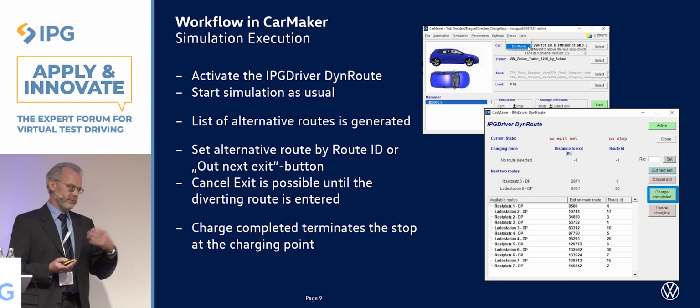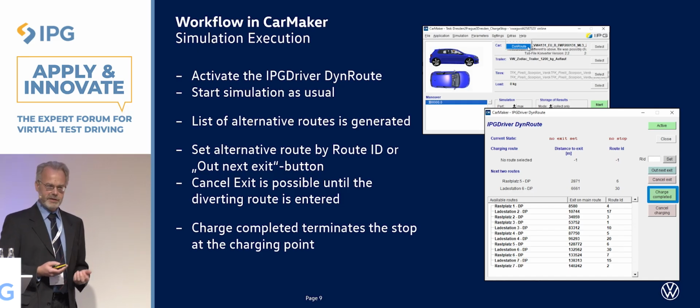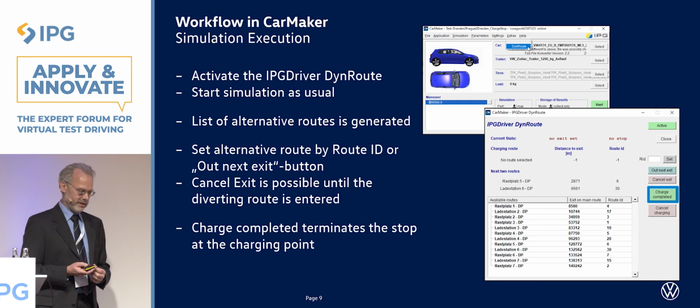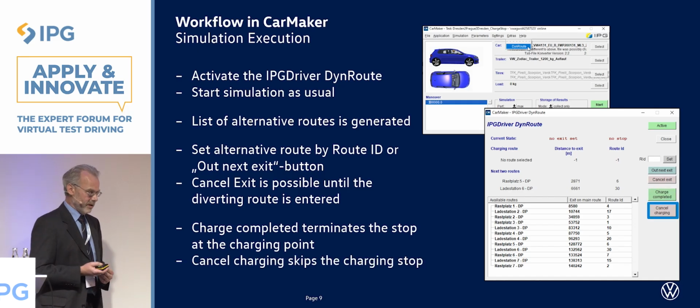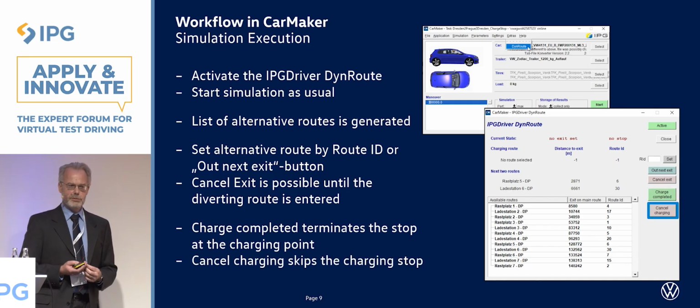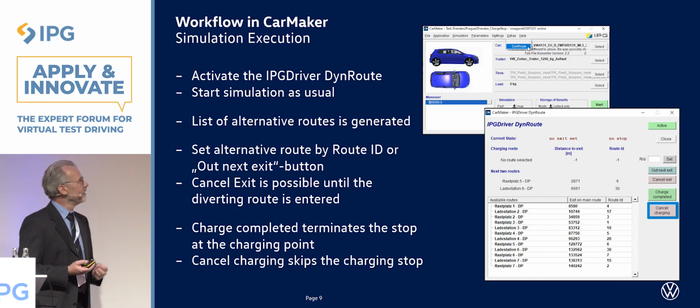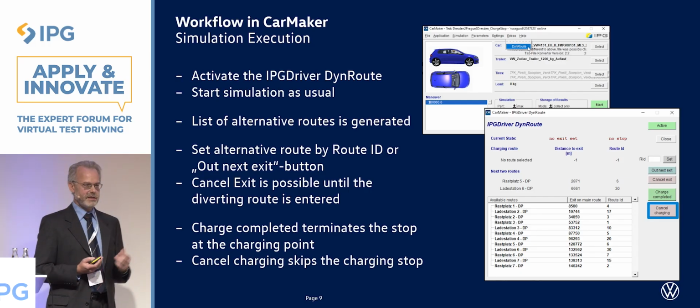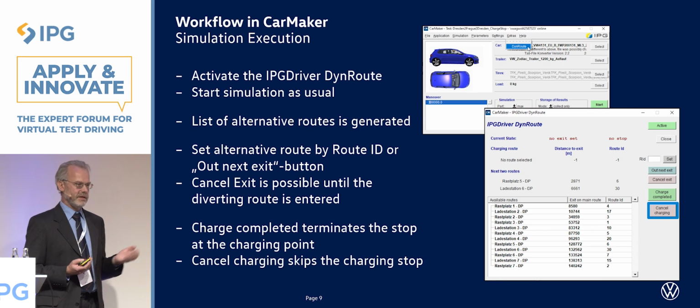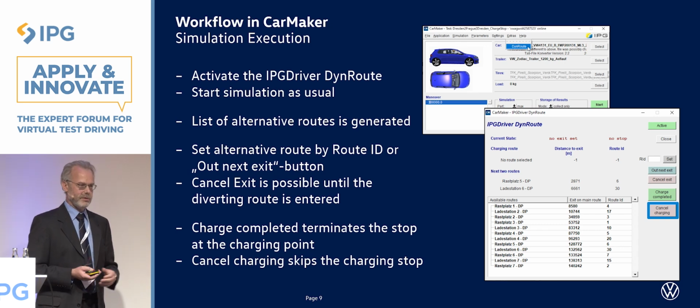Once you're on the route, the car proceeds to the charging point. You do the recharging, and after this, you just hit the charging completed button, and you will continue your journey back to the main route again. If you are on the alternative route and you want to skip the charging point, you hit the cancel button, and then the car proceeds using the alternative route just back to the main route again.